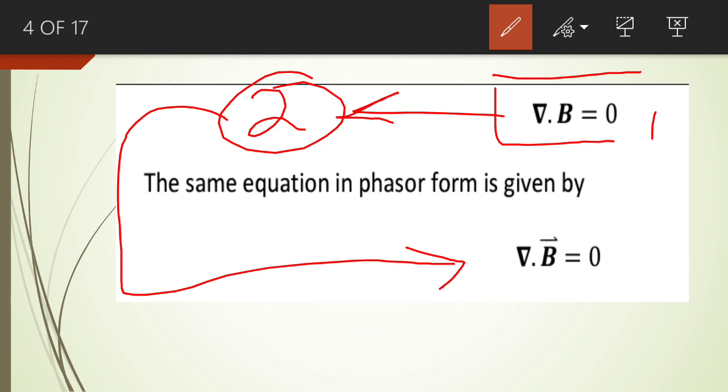In order to convert this equation into phasor form, we replace the instantaneous value of the magnetic flux density by the phasor value of the magnetic flux density, and that's it. So the divergence of the magnetic flux density will be equal to 0, and this is the second equation of Maxwell in phasor form.